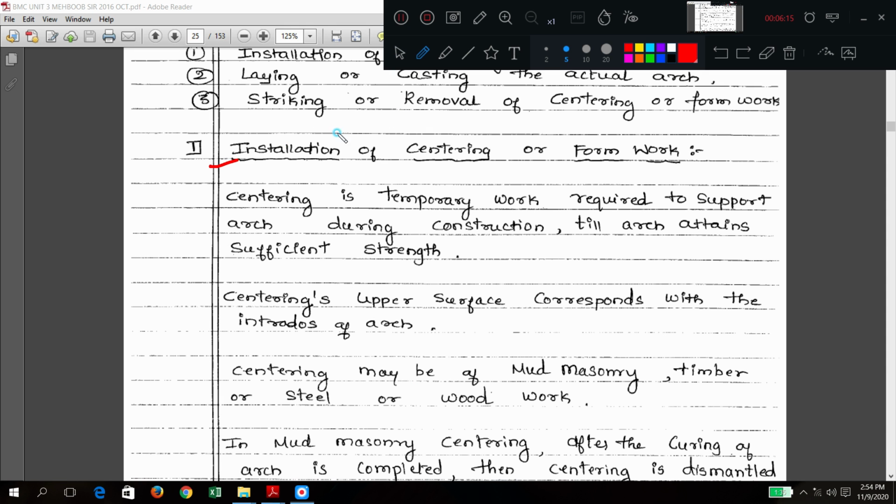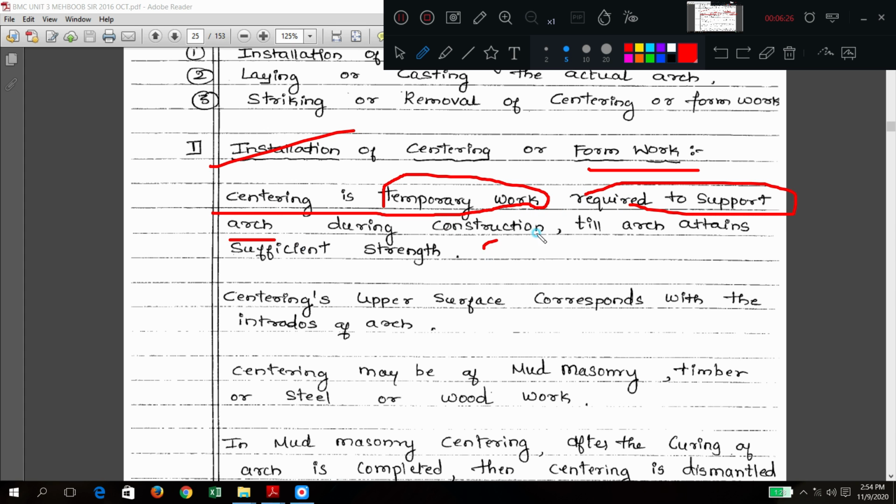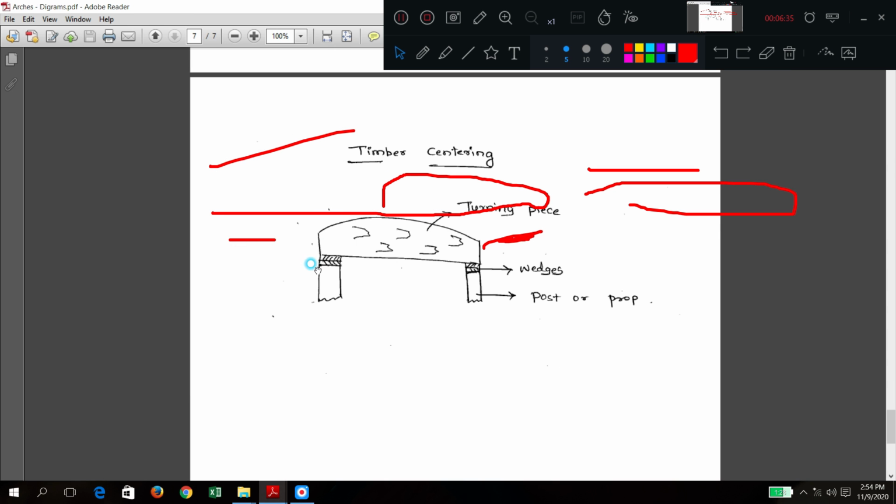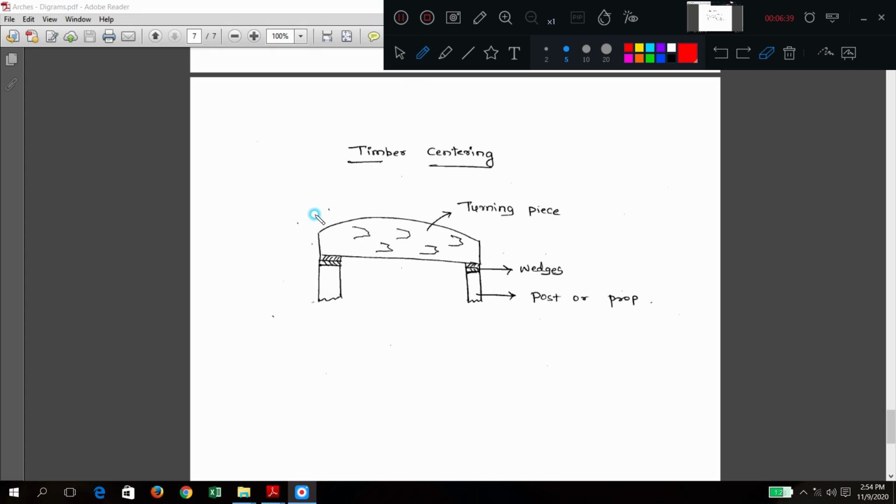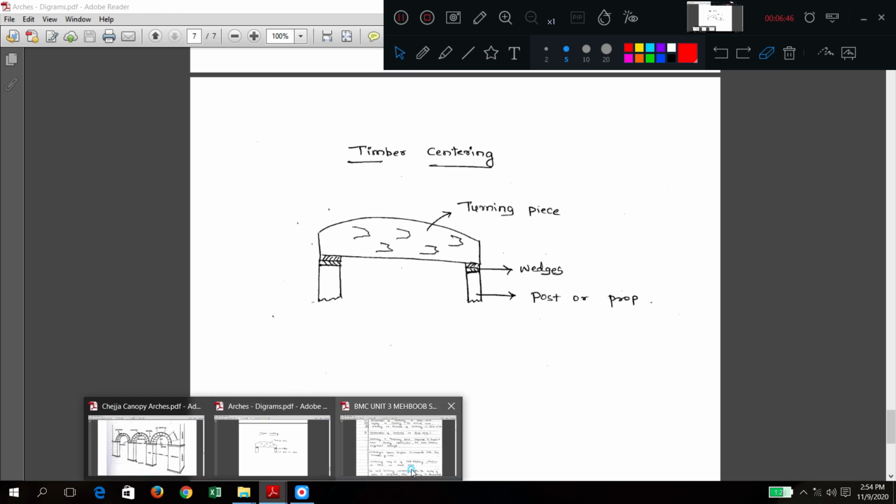First is what? Installation of centering or formwork. So centering is a temporary work required to support the arch during construction. It is supporting this portion. This is supporting what? The arch which is going to come at the top. So this is called a formwork. Okay.